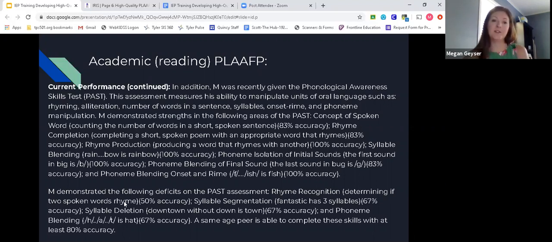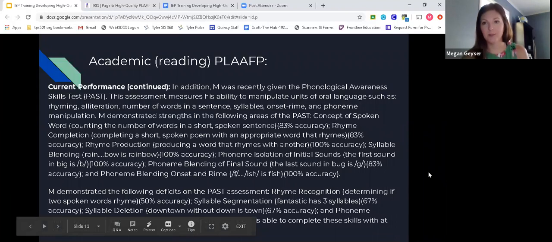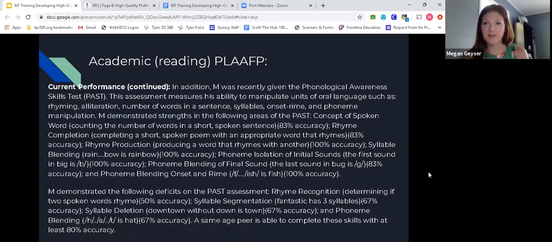Oh, and you'll notice here, oh, sorry, my little thing got in the way. Okay, you'll notice at the very end of that paragraph, the last one with the deficits on the phonological awareness, I have compared it to a same age peer. So I'm saying that a same age peer is able to complete these skills with at least 80% accuracy. And I probably could go into more detail and explain that all of those skills are typically mastered in kindergarten through first grade. Therefore, a second grade peer is expected to complete them.